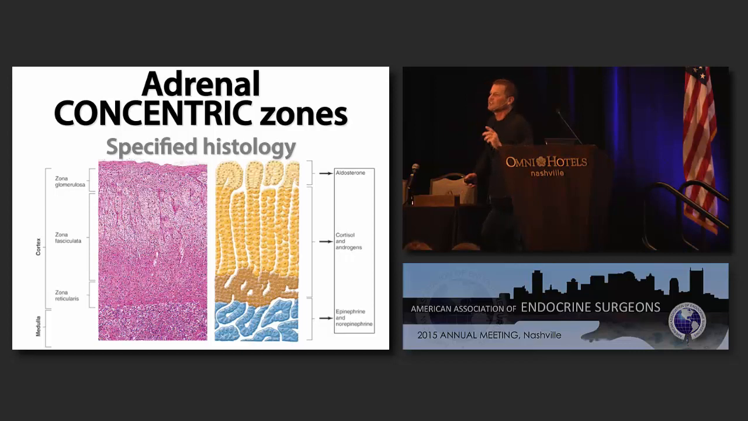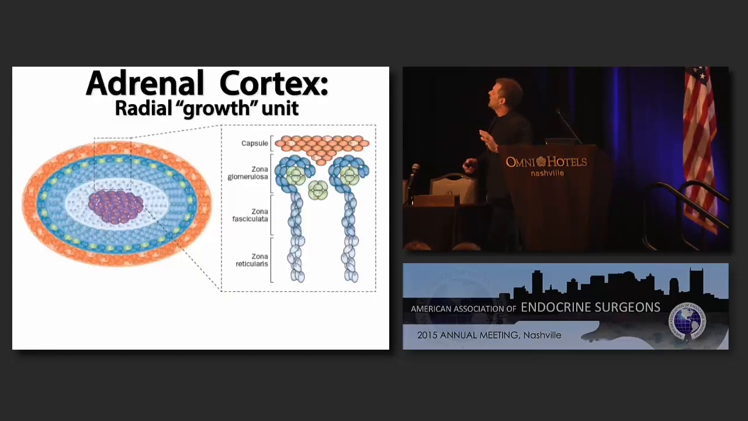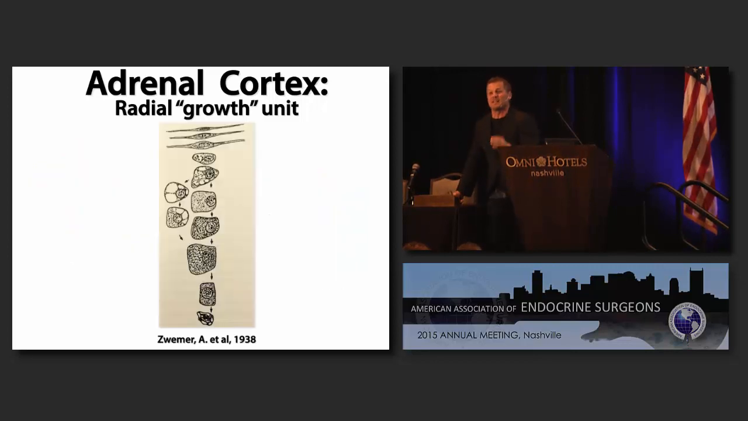Why I'm belaboring this point is that if you think about the growth unit of a gland, it's a radial growth unit from out to in. What do I mean by that? Well, we've known for a long time, as a matter of fact, 1938 in this published work, it was documented, or at least postulated, that the adrenal grew from out to in. These authors postulated that the adrenal capsule itself gave rise to the cortex, and that a cell lived its life from out to in and then died at the medullary boundary. It wasn't until a few years ago that this was indeed found to be true.